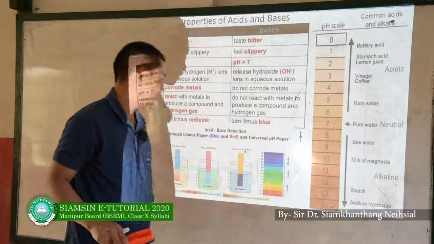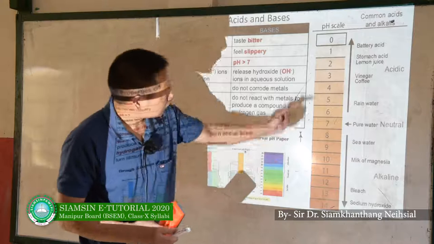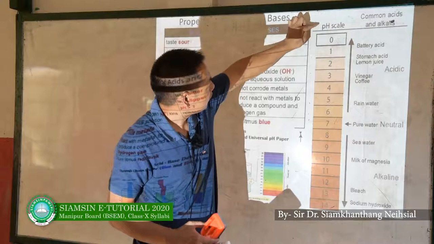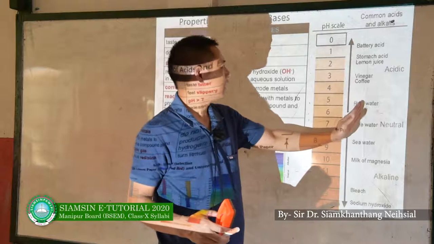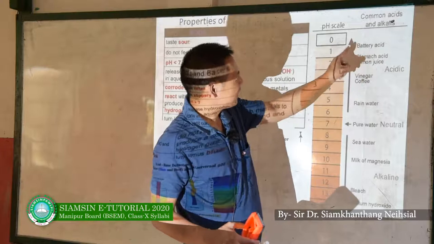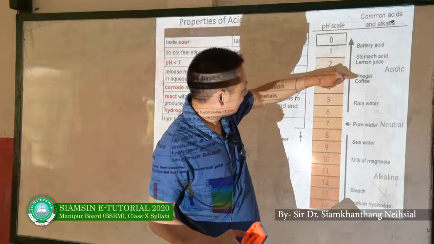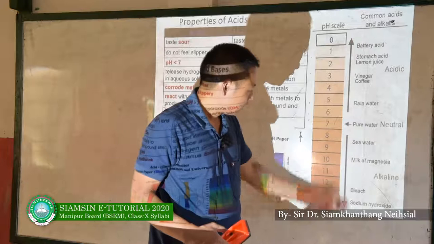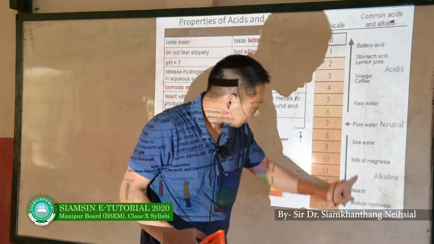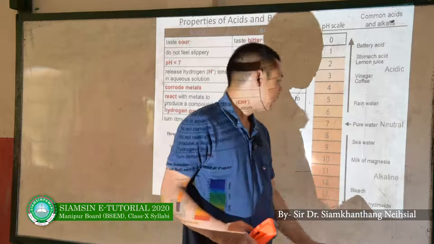Now the pH scale: p stands for power of hydrogen ions, or potential of hydrogen. As pH goes toward 0, the acid is stronger, and toward 7 it is less acidic. 7 is neutral, like pure water. For bases, the basic strength increases going up the scale, and the other term for base is alkaline.